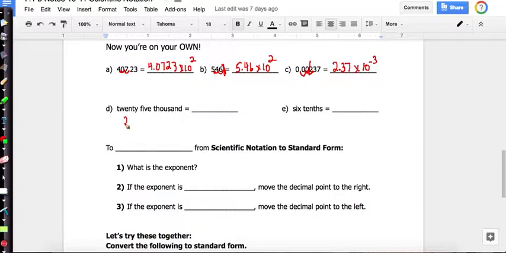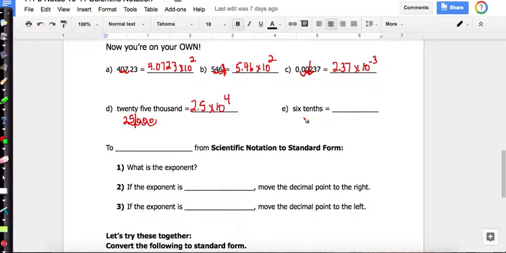We have 25,000, so I'm going to write out 25,000. Chop it where the zeros start repeating, so right here. Put in the decimal, so 2.5 times 10. And now I'm going to go till I get to the end of the number. 1, 2, 3, 4. So 4 to the right, times 10 to the fourth.